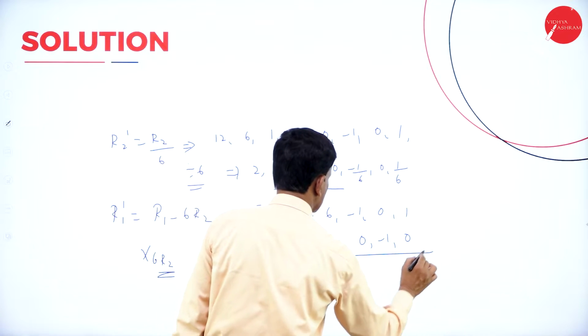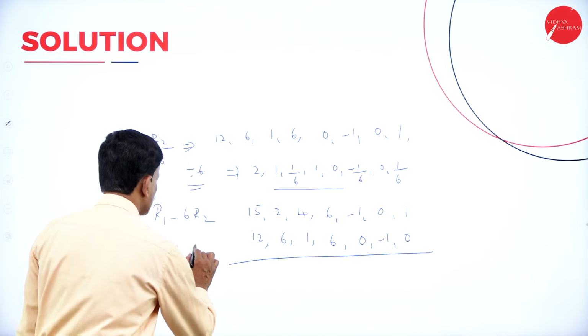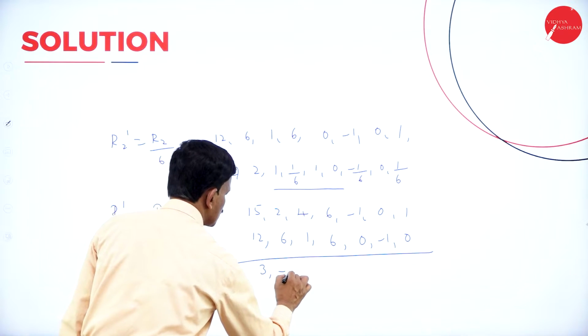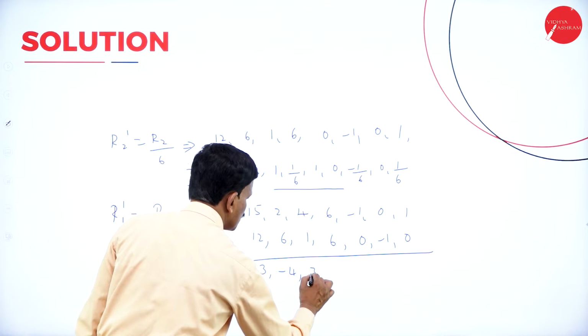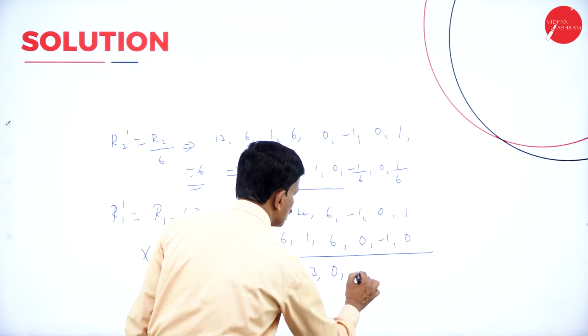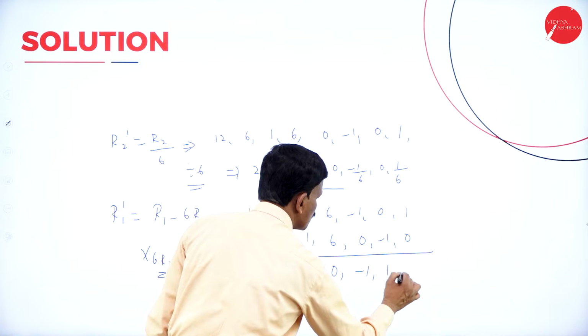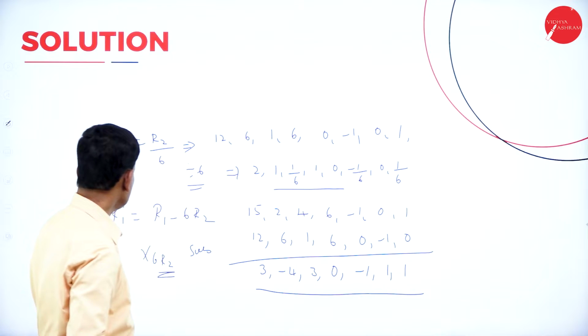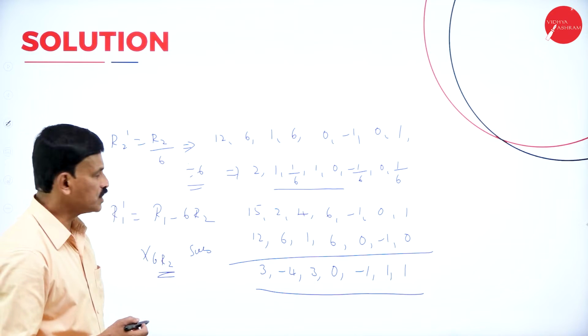Okay, these are the values. Now subtract this. If you subtract, 15 minus 12 is 3, 2 minus 6 is minus 4, 4 minus 1 is 3, 6 minus 6 is 0, minus 1, 0, minus into minus plus 1 and plus 1. These are the values for r1 dash. So I'll substitute these values here.